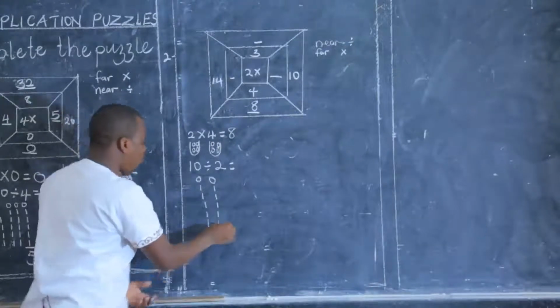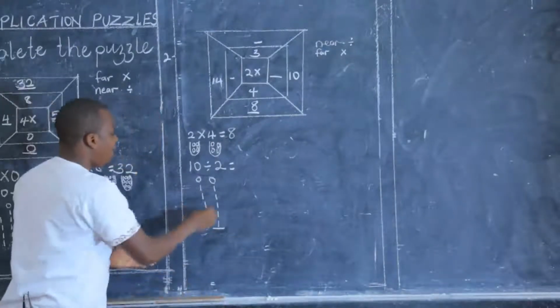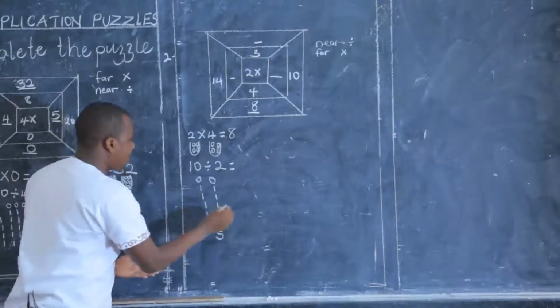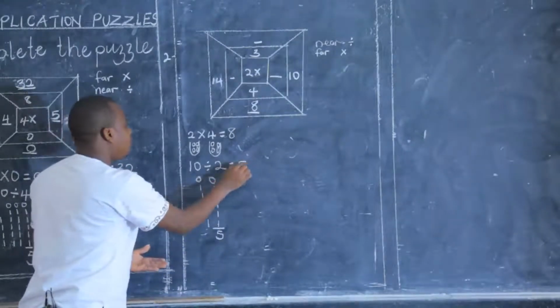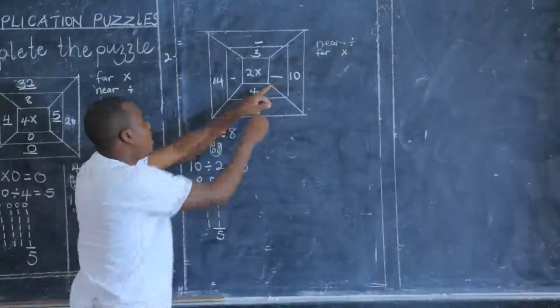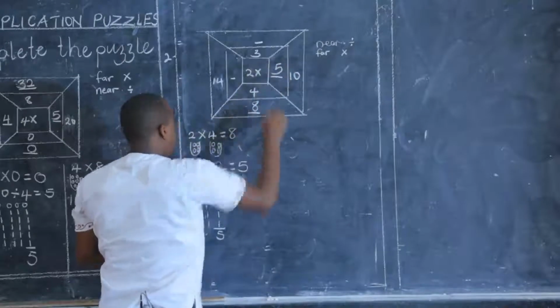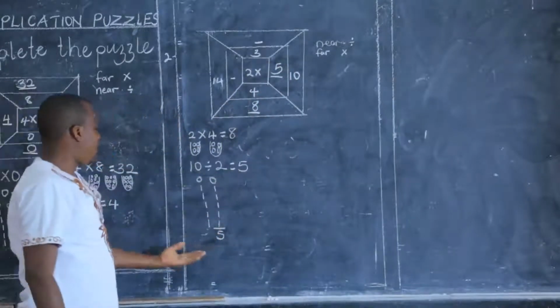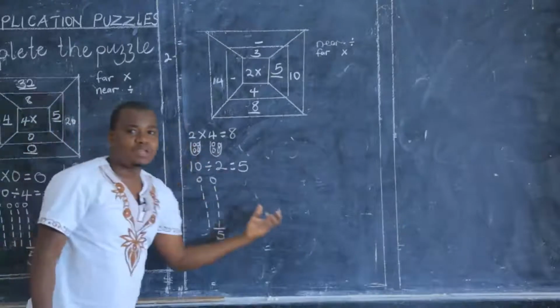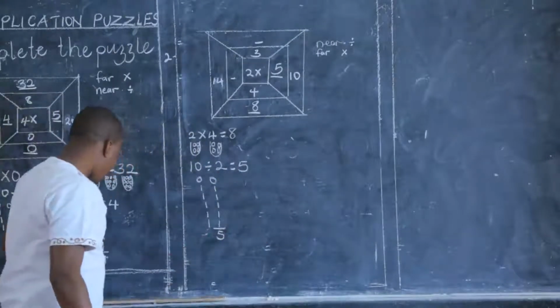And you count on 1 to get the answer. 1, 2, 3, 4, 5. So the answer is 5. Write here 5 and then complete the puzzle with 5. If you write here and here, then you stop there, you have not answered the question because the question is saying complete the puzzle.